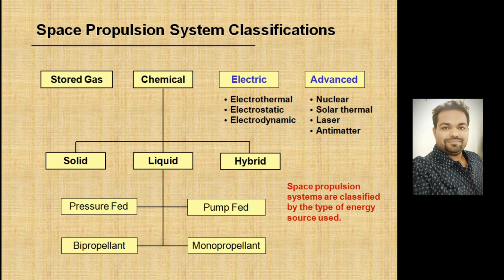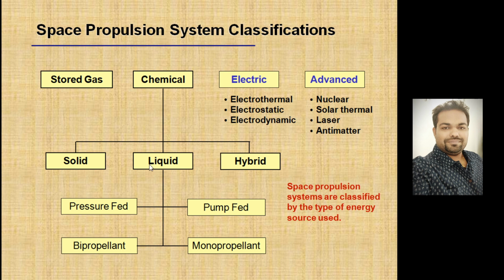All right. So chemical propulsion basically has three main categories: solid, liquid, and hybrid, right? Then liquid propulsion gets divided into two: monopropellant and bipropellant. These are the basic classifications of liquid rockets, right?